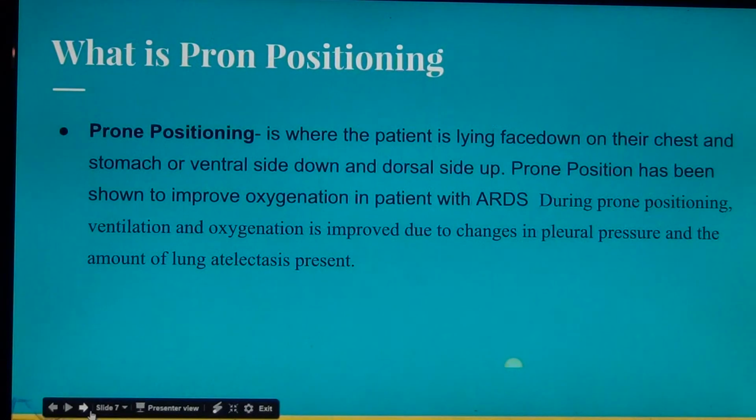What is prone positioning? Prone positioning is where the patient is lying face down on their chest and stomach, or ventral side down and dorsal side up. Prone position has been shown to improve oxygenation in patients with ARDS. Ventilation and oxygenation are improved due to the changes in the pleural pressure and the amount of lung atelectasis present.